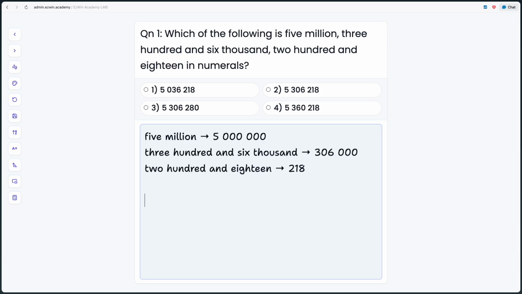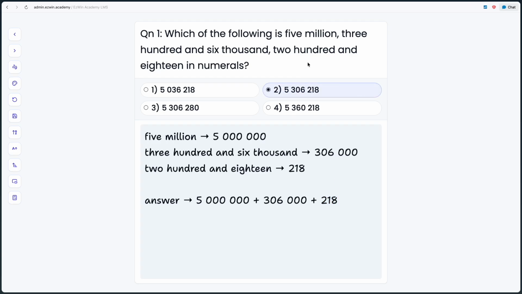So in the end, the answer will be equal to 5 million plus 306,000 plus 218. Alright, so what will this look like? So all of this is 5 million. So we have 306,000, which is the second option. Same goes to the third option. The last thing that we need to look out for is 218, which is basically option number 2. Okay, and that's the answer for question number 1.